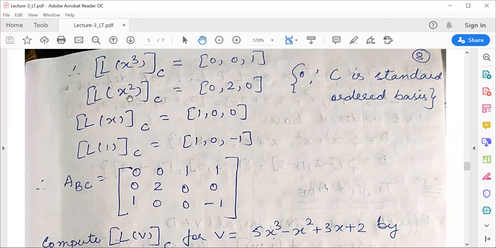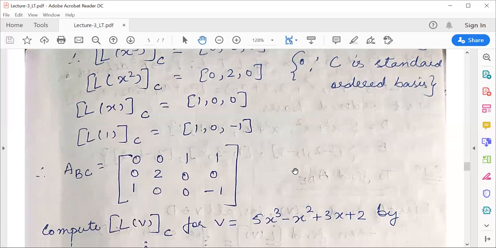And the second element of the ordered basis of my P3 is x square. That means this will become the second entry. Similarly for the third and fourth entry. So this is your matrix of linear transformation.